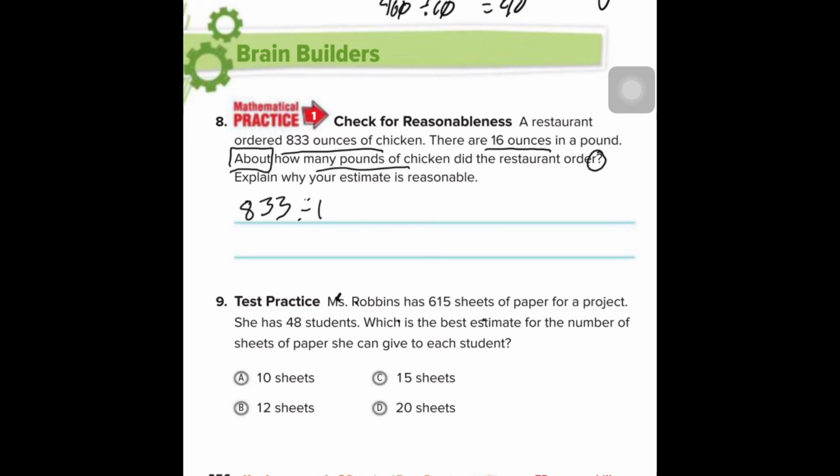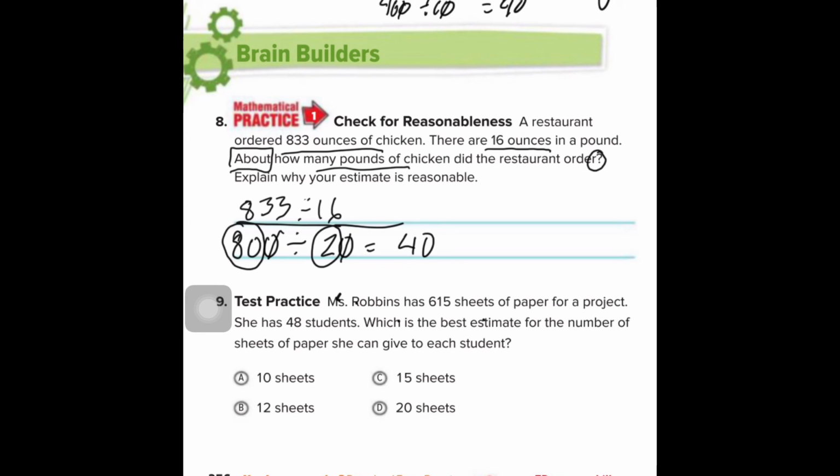833 ounces divided by 16. But they said about. So here's the divisor. We can round that divisor. 16 is closer to 20. Now, what's a number that we can get this to be compatible with? Yeah, that's what I'm going with because it's easy to do mentally in my head. So I can cross off a 0, cross off a 0. Now I have 80 divided right in half. I know that 40 is the answer. Because 8 divided by 2 is 4. Bring the 0 over. 40 and 40, what are we measuring? Pounds.